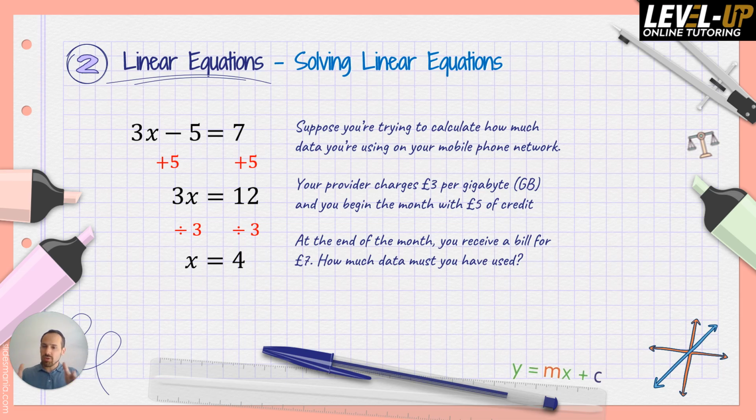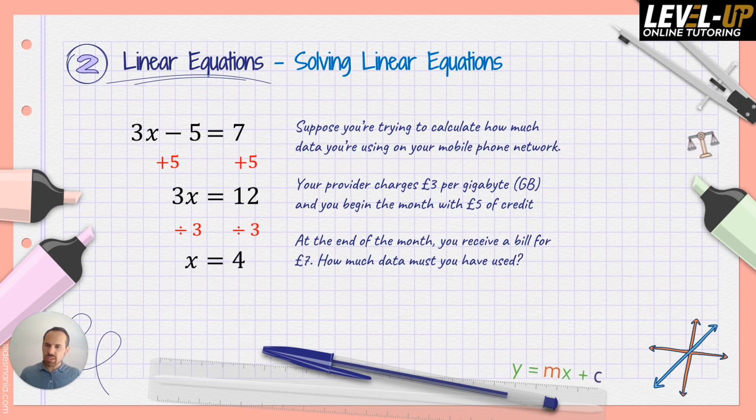That would be a scenario that would be modeled by this equation, because you think about it. The amount of data we've used is our unknown x. That's what we're trying to find. But we know it charges £3 per unit of data. So 3x is going to be how much we've spent. But we already had £5 of credit. And so there's £5 we're not going to be paying for because we already have that credit.